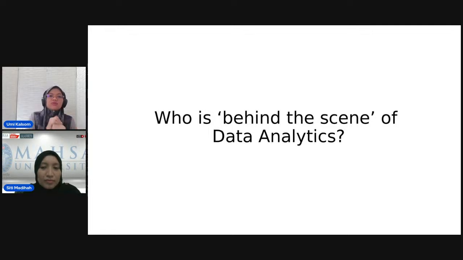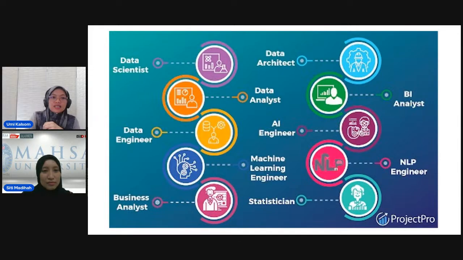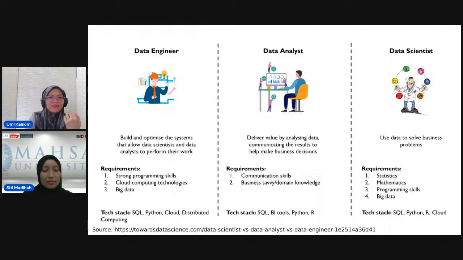Okay, so who is behind the scenes of data analytics? It's a lot. We have data scientists, data architects, data analysts, AI engineers, statisticians, and definitely domain knowledge from the medical practitioner, for example. I just want to cover these three, which I can say are the most basic roles in data analytics: data engineer, data analyst, and data scientist.